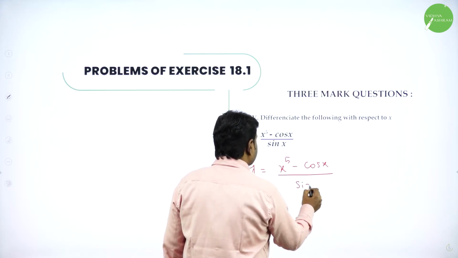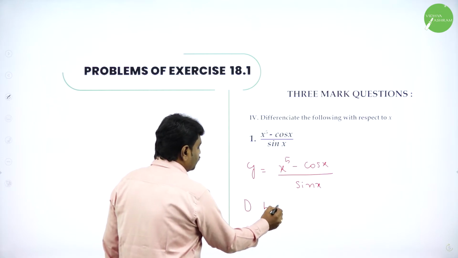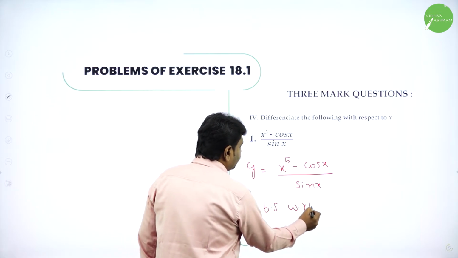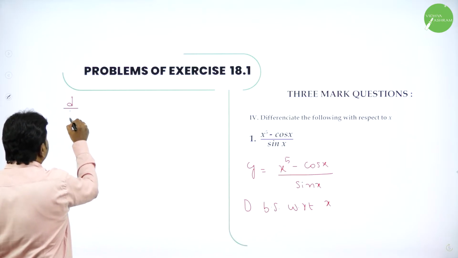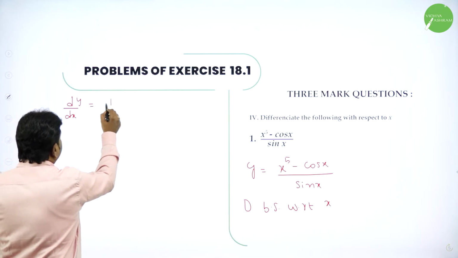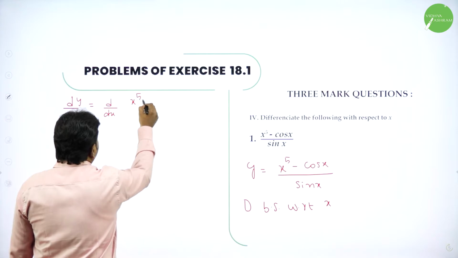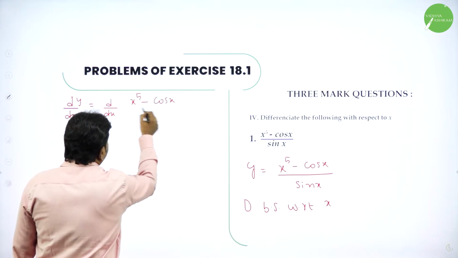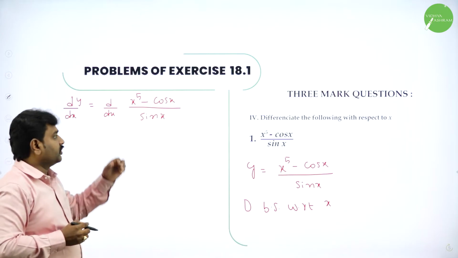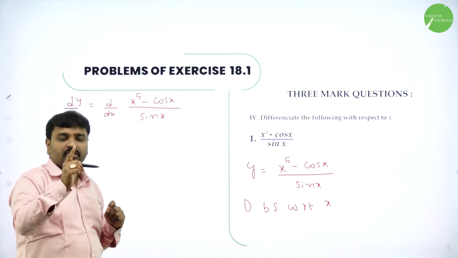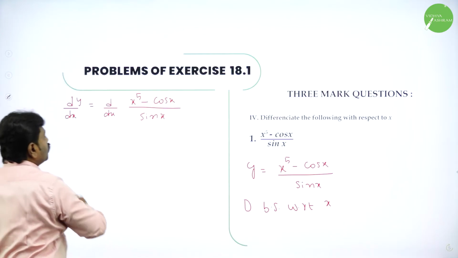Now differentiate both sides with respect to x. If you differentiate both sides with respect to x, LHS becomes d by dx of y is equal to d by dx of x power 5 minus cos x divided by sin x. So now it is in the form of numerator by denominator. You know, when the problem is in the form of numerator by denominator, you are supposed to use what rule? Quotient rule. So what is quotient rule?